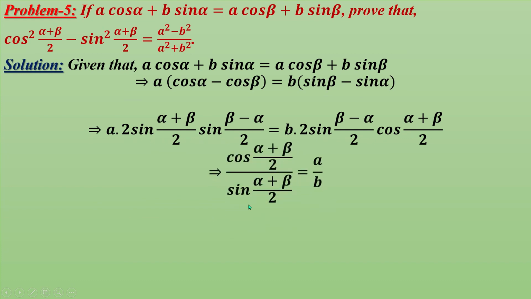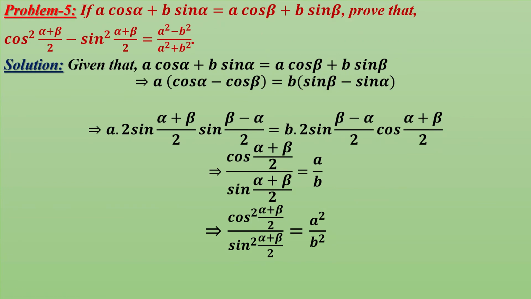So we can write cos (alpha plus beta) by 2 divided by sin (alpha plus beta) by 2 equals a divided by b. Just calculation. Okay, but we have to prove this, so we need square on both sides. As a result, here will be cos square (alpha plus beta) by 2 over sin square (alpha plus beta) by 2, and the right side will be a square by b square. As a result, this will be this.